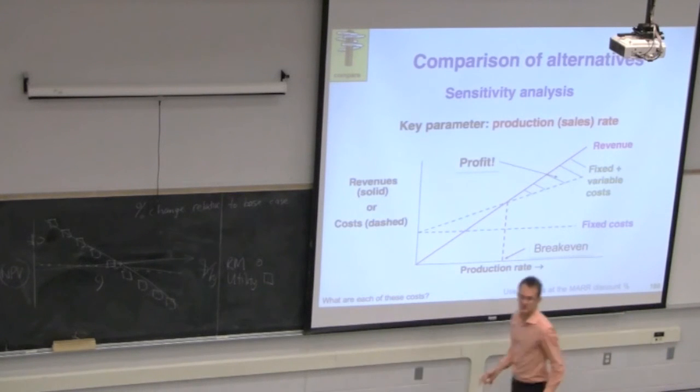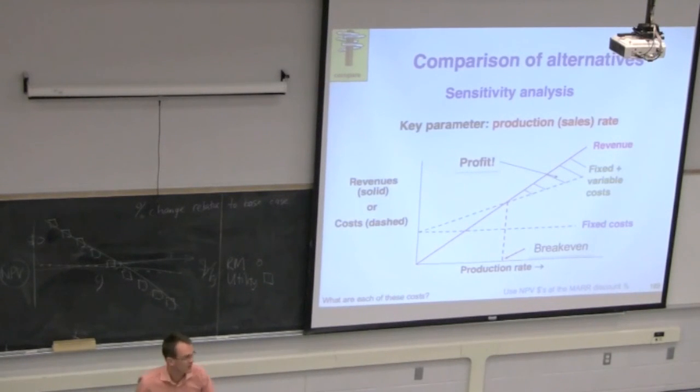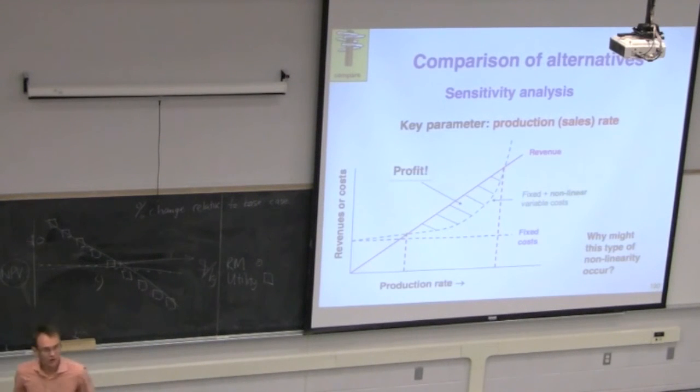Now let's kick it up to something that's a little bit more realistic, because that's almost never the case. That curve most often looks something like that. As you produce more, your variable costs don't increase linearly. They increase at a rising rate. Does that make sense? Why might it be like that? Take a minute to talk with someone next to you to see if you can figure out why those costs might increase at that rate.